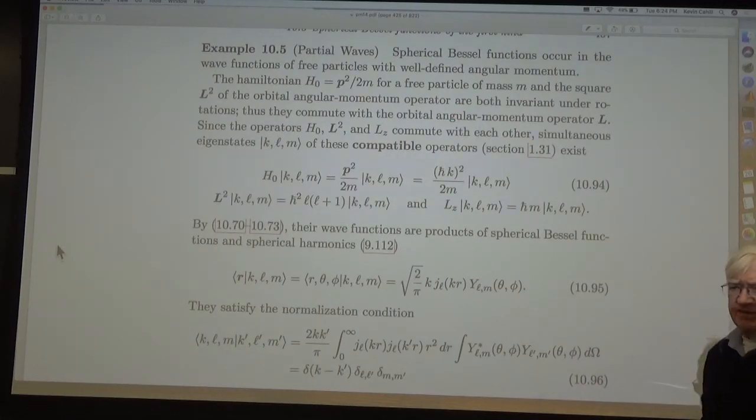So let's see. Have you guys had the graduate quantum class yet? Okay, but you'll have it next year or something. All right. So let me go through this example because it will help you when you take a graduate quantum class.